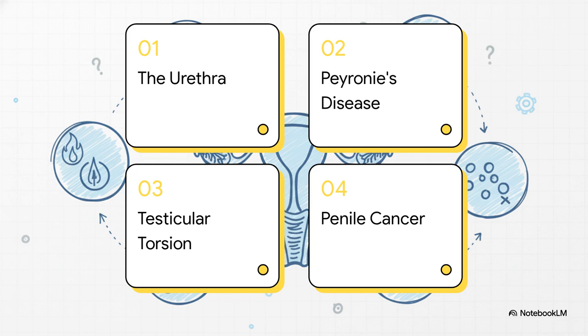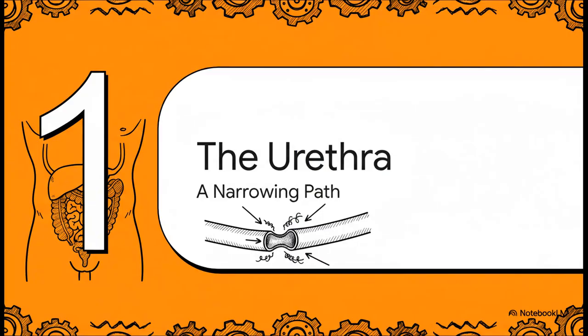So here's our game plan. We've got 4 big stops on our anatomical journey. We're starting with urethral strictures, then we'll look at Peyronie's disease. After that, we'll tackle the emergency that is testicular torsion, and we'll wrap things up by looking at the HPV pathway in penile cancer. Ready? Let's get started. Okay, first up, the urethra.